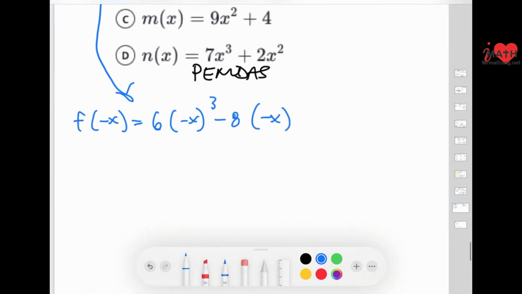So I'm going to use exponents. Negative x times negative x times negative x is negative x cubed. And negative 8 times negative x is positive 8x. And I'm just going to clean that up. So 6 times a negative x cubed is negative 6x cubed plus 8x.